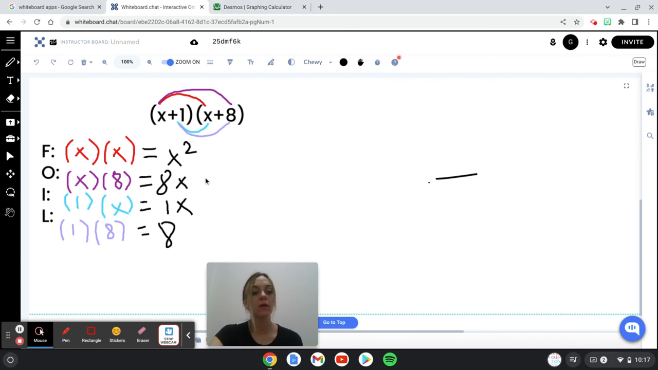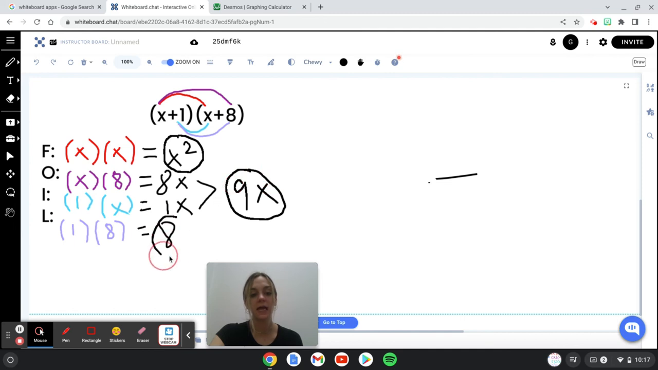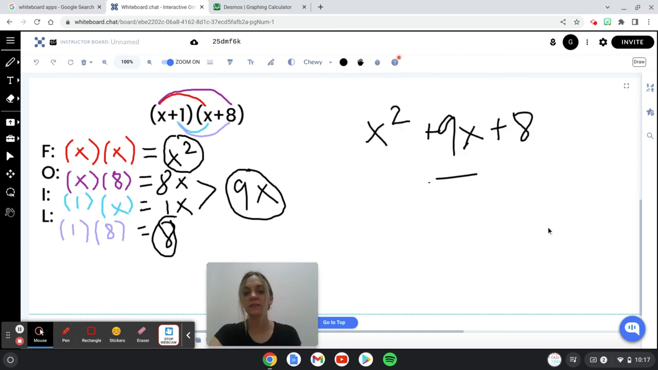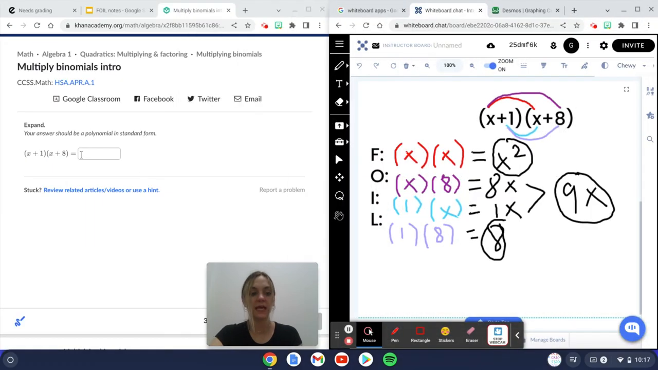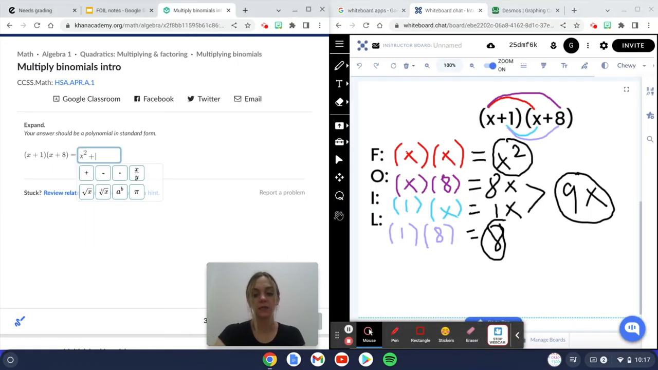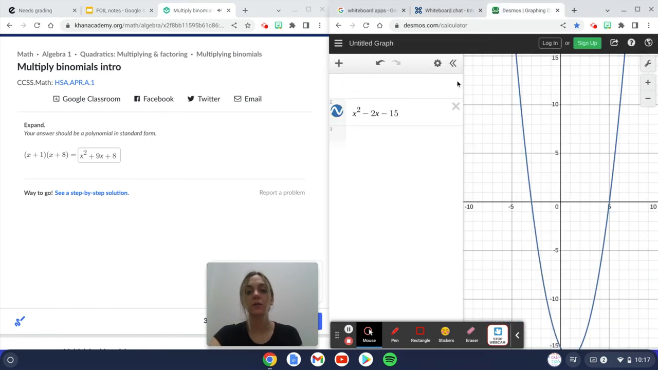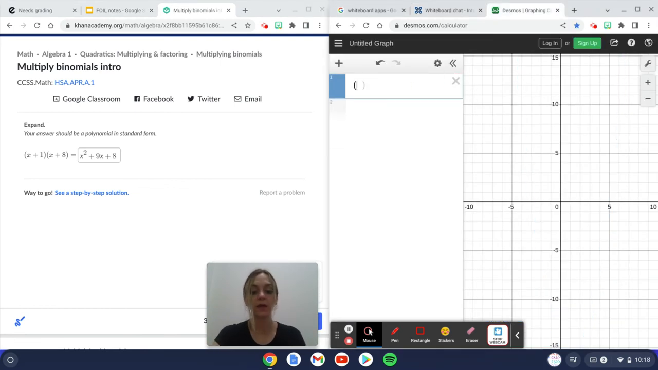Now, before we can put all of this together, we're going to have to combine these two. 8x plus 1x gives me 9x. So then I have x squared plus 9x plus 8. Those are my final terms in my FOILed form of multiplying these two binomials. So now that I have this, x squared plus 9x plus 8, I'm going to check it. It's correct.